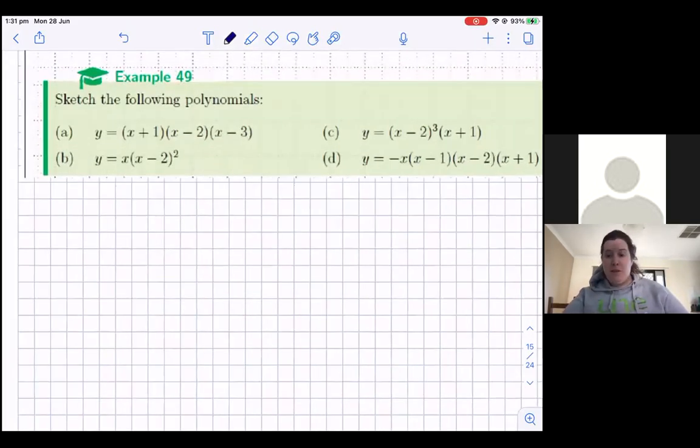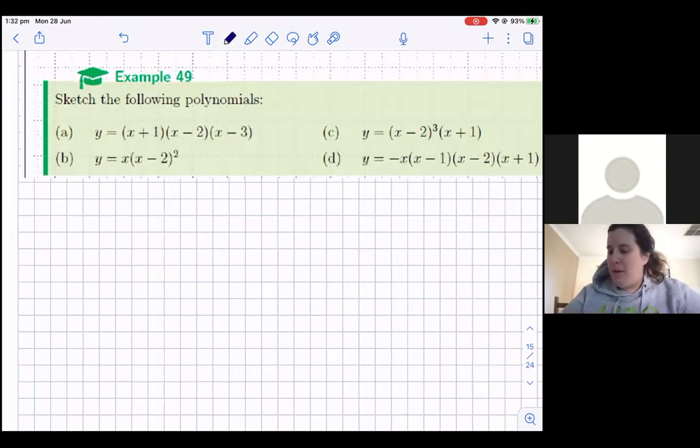If there's no power to the brackets, as we discussed, it's going to look like a linear function when it's going through there. If there's a squared on the brackets, it's going to look like a parabola. If it's a cubed on the brackets, it's going to look like a cubic. Let's do question A. One thing that I want you to do for all of these, they do give you the x-intercepts, but you have to find the y-intercept by letting x equals 0.